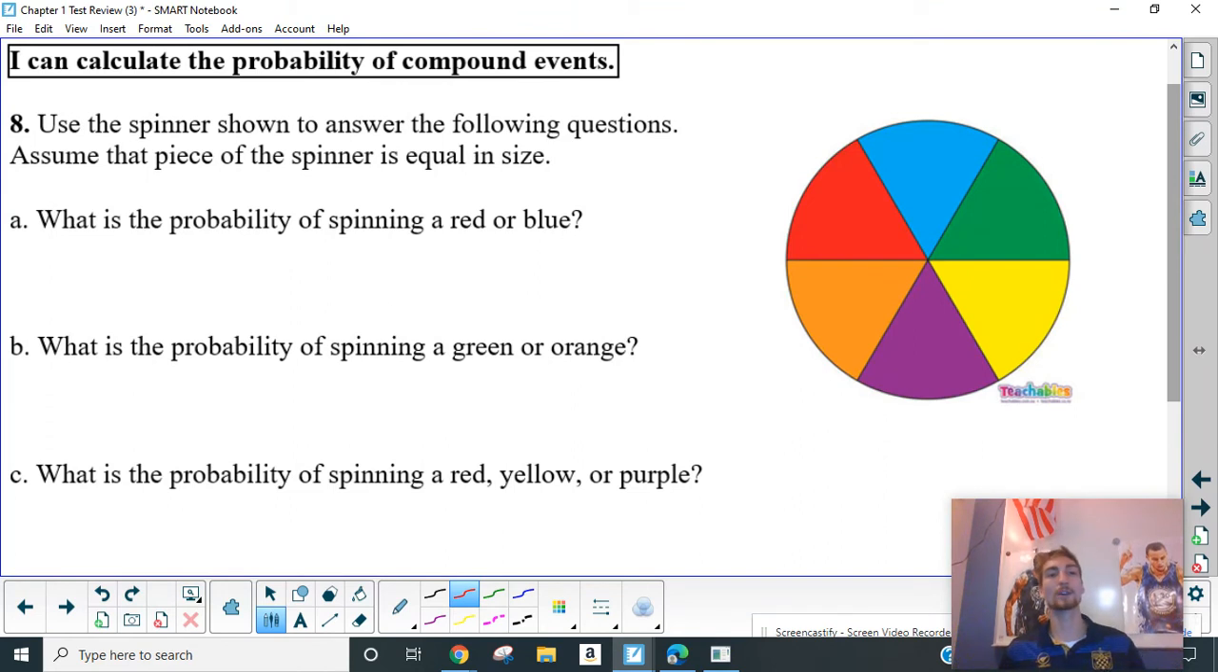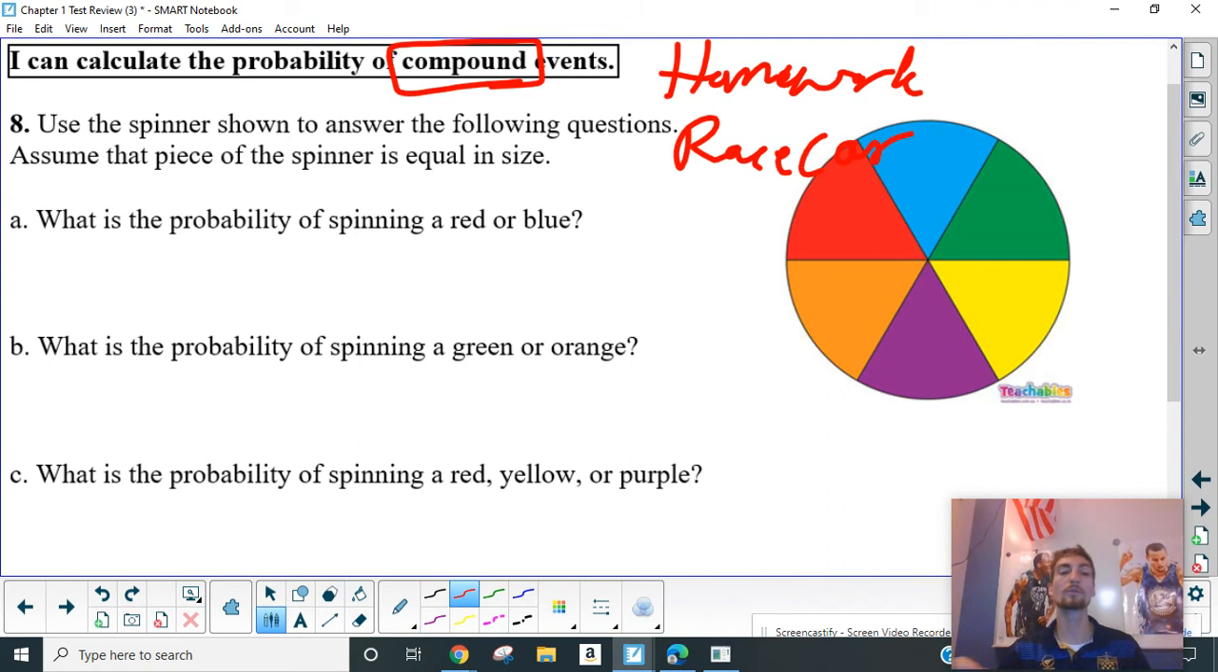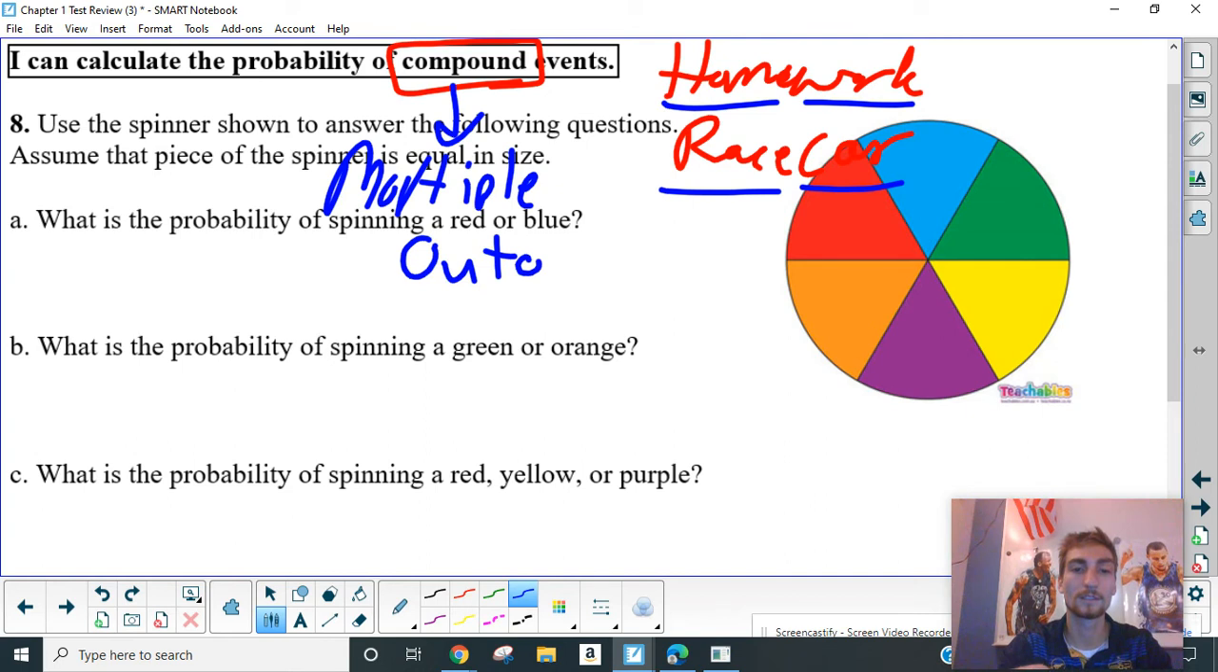So now we're looking at, I can calculate the probability of a compound event. So compound. We just talked about what does a compound word mean, like homework or race car. There's 2 words in a compound word, home and work, race and car. Fun fact about race car, it's the same forwards as it is backwards. But moving on, if compound means more than one, then that means we're going to have multiple outcomes or events.